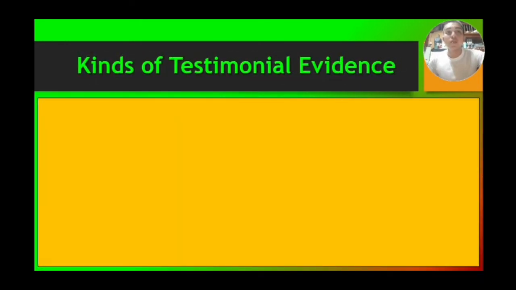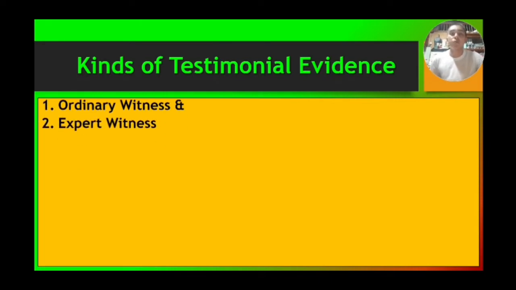Kinds of testimonial evidence. First of all, we have ordinary witness and expert witness. The difference between these two is that ordinary witnesses are those who have low knowledge or no information, while expert witnesses are those people who have special knowledge that can be useful as evidence.